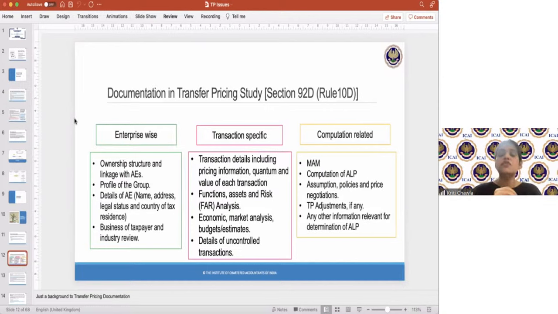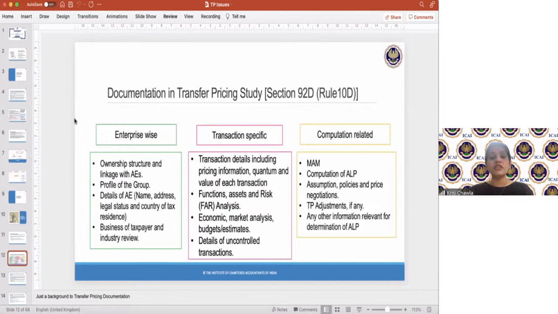Then next, if you've described the AEs, the associated enterprises, you will have to give the name of the AEs, the address of the AEs, where they are registered, the country of their tax residence, and you'll also have to provide details of what the AE does. You'll have to tell them that this particular AE undertakes this particular function in this particular area. Then you'll have to give the entire business of the taxpayer. You'll have to talk about the business of the associated enterprise.